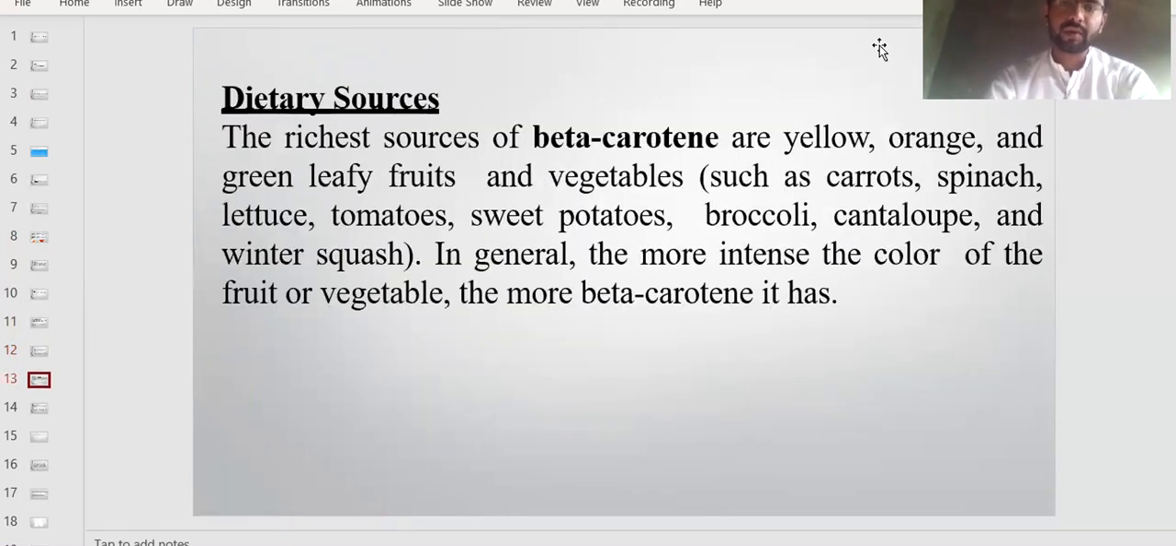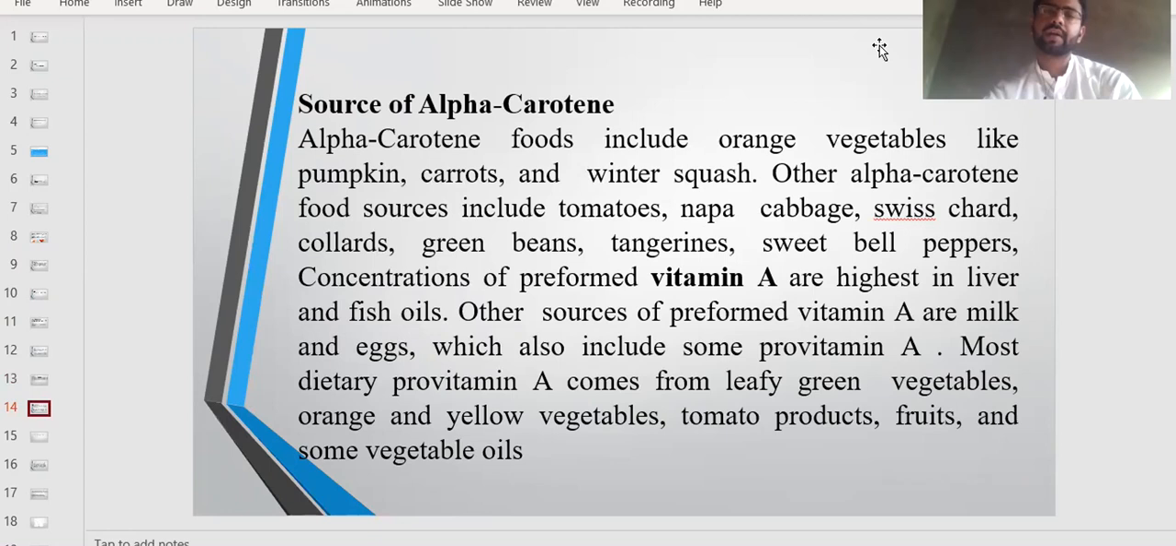Dietary sources of beta carotene: where do we get beta carotene from? The richest sources of beta carotene are yellow, orange, and green leafy fruits and vegetables such as carrots, spinach, tomatoes, sweet potatoes, and bitter squash. In general, the more intense the color of the fruit or vegetable, the more beta carotene it has. I mean, it is a direct relation.